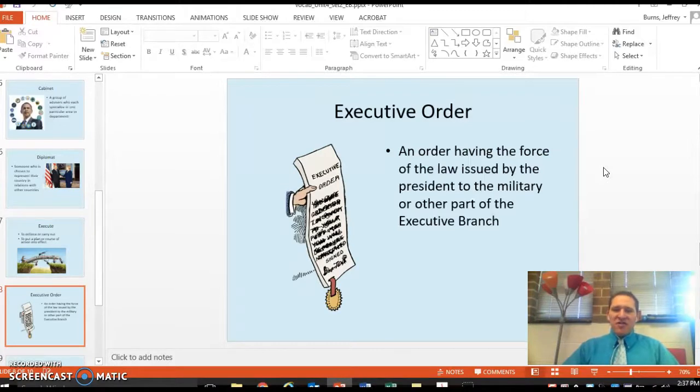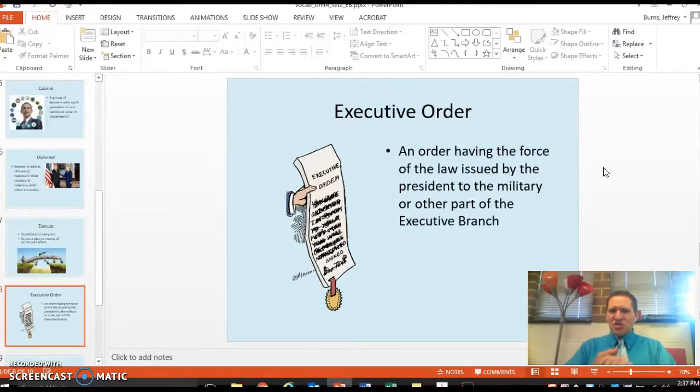Alright, next we have an executive order. That is where the president kind of gets involved a little bit in the lawmaking process, in a way. But really the president can only issue an executive order over parts of the military or other parts of the executive branch. And it's where the president might kind of tell other parts of the executive branch or other groups exactly how to do something, an executive order.